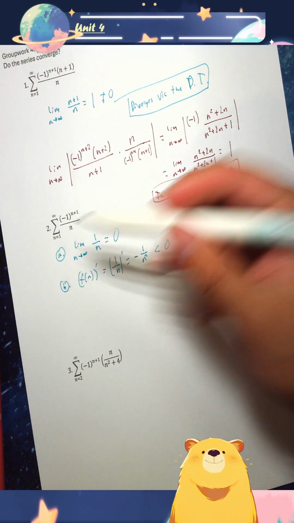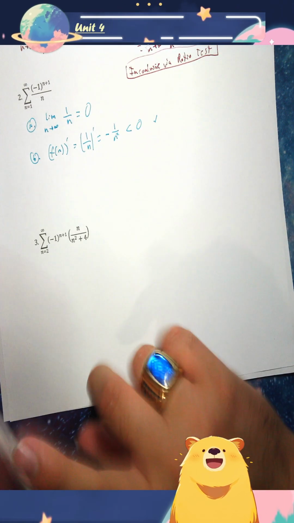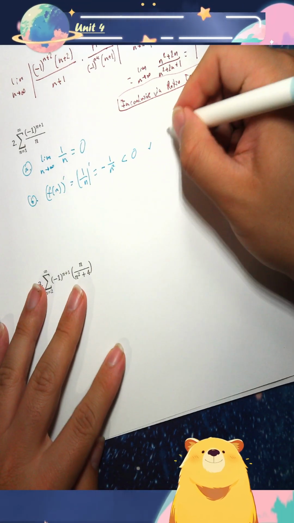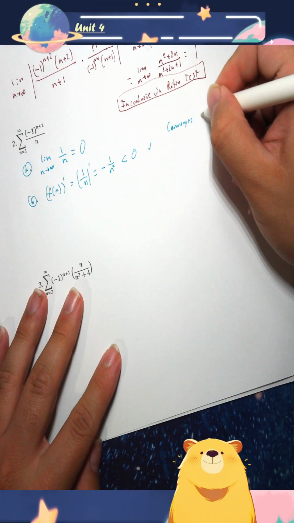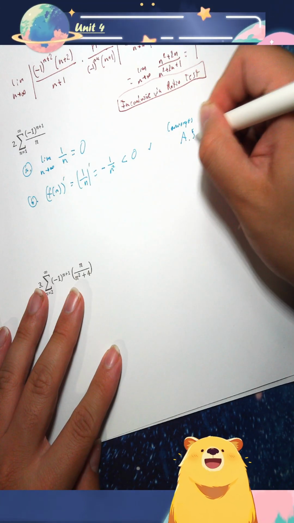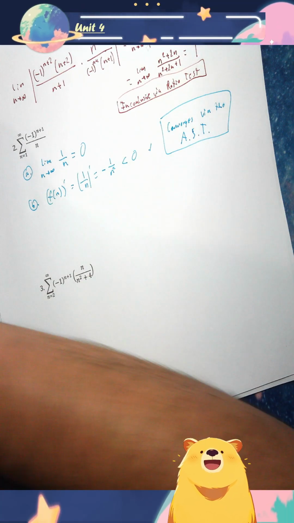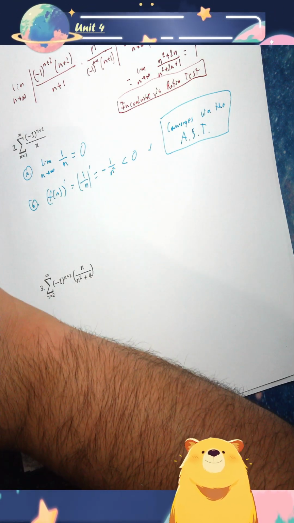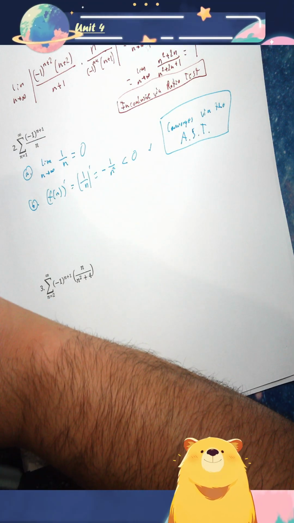Next, oh right, and then doing the ratio test. My bad. I'm going too fast. So this converges via the alternating series test. Let me just make sure I don't mess up any lingo. No, we're good.